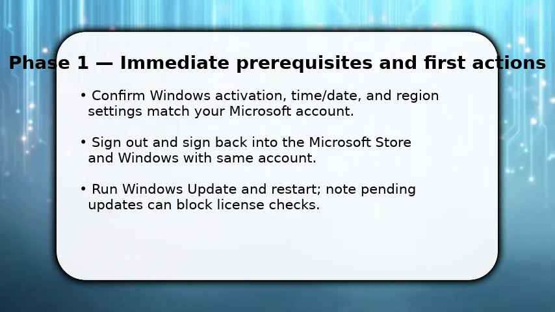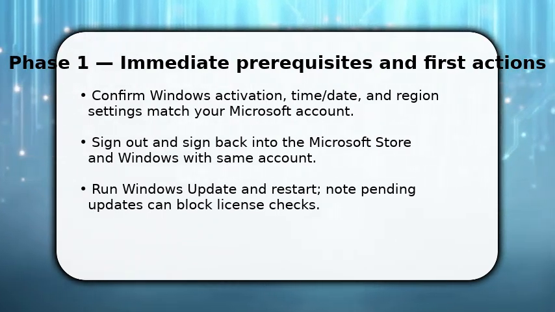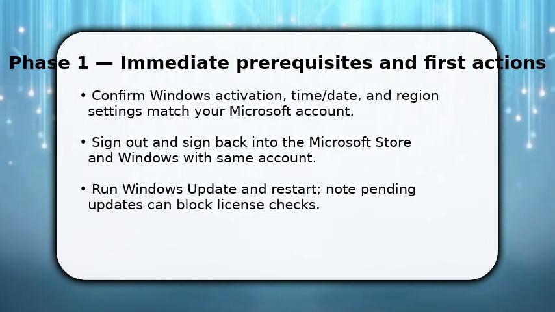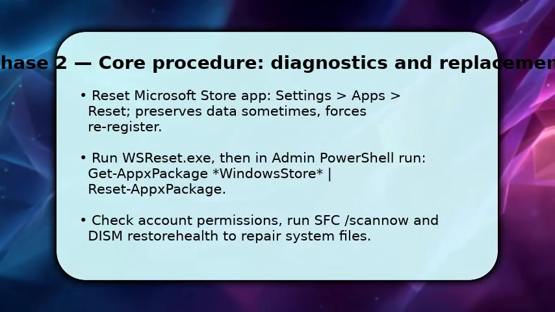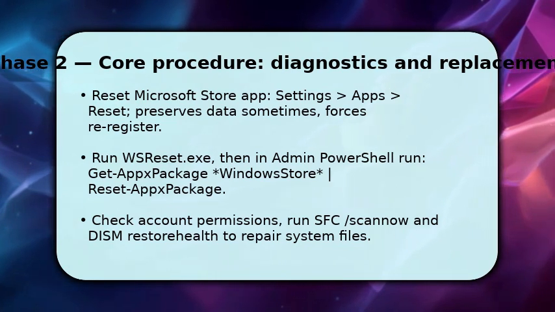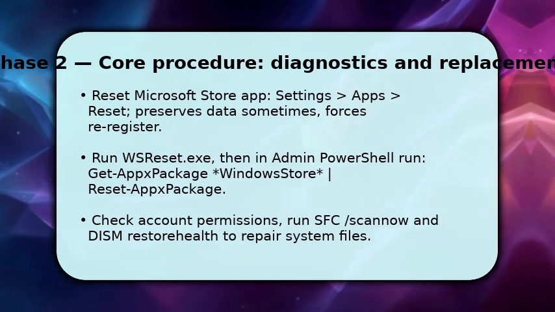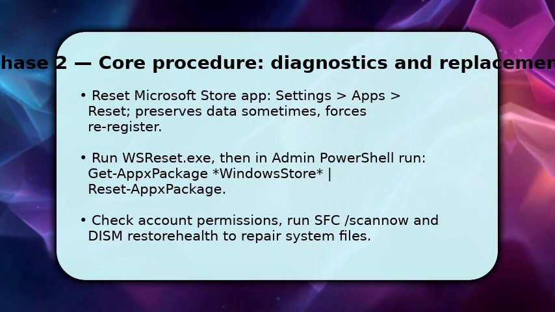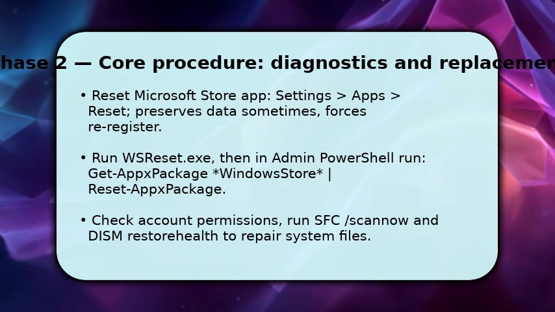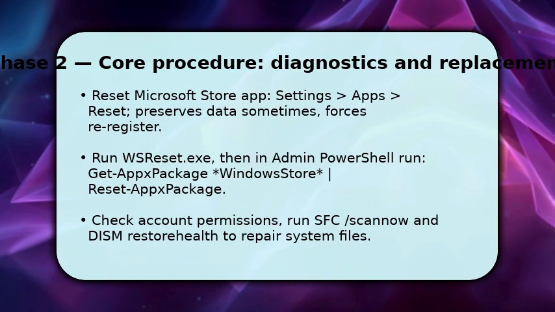These steps resolve many token and sync problems because they refresh credentials and ensure store services can validate your ownership and app licenses. Now you move into deeper repairs. First, run WSReset.exe to clear the store cache, then reset the app from Settings to re-register its package. If that fails, open an elevated PowerShell and run Get-AppxPackage *WindowsStore* | Reset-AppxPackage to reinitialize the store registration.